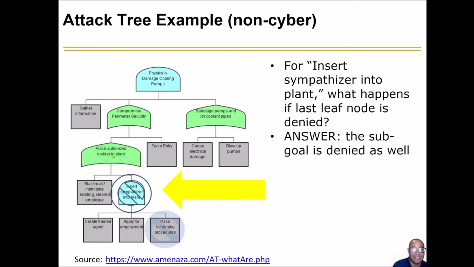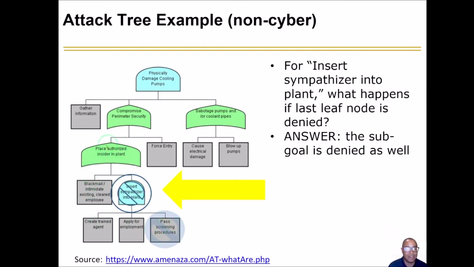Place an authorized insider in the plant. This one is to make sure that the sympathizer was placed in the plant, and we know that this one is false if that sympathizer did not pass the screening procedure. So this is an OR operator, and the OR operator, if you remember, requires that at least one of the inputs below it is true. Well, as long as this one, blackmail or intimidate an existing employee, was satisfied, we'd be able to make this a true statement here and roll this up, even if we saw that this was false because the agent did not pass the screening procedure.